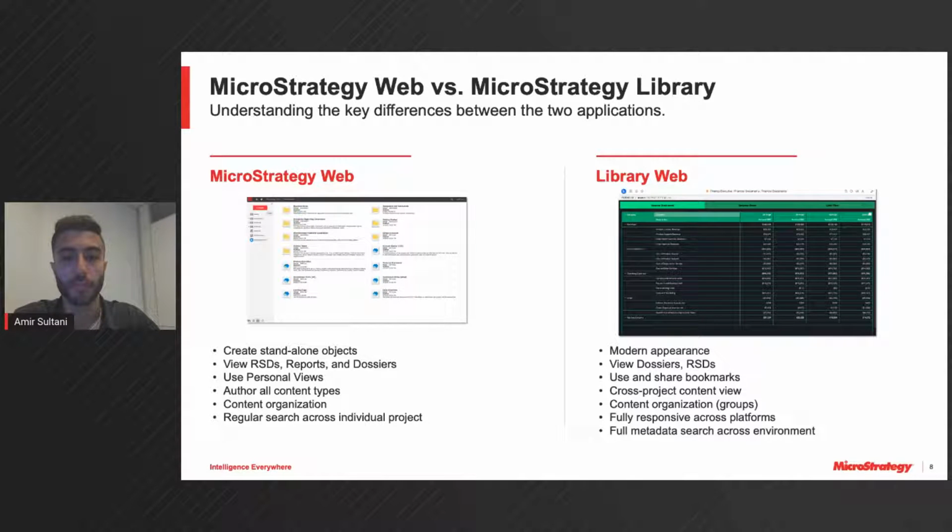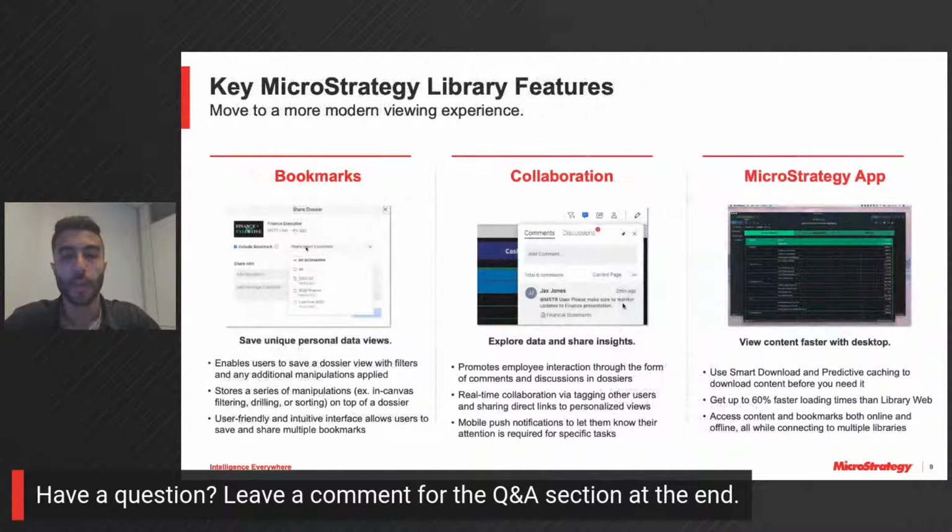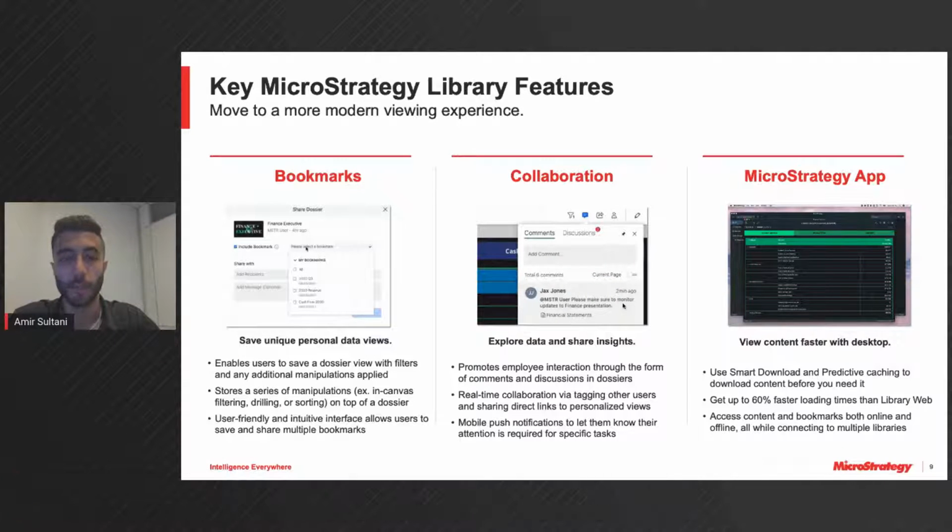Lastly, the authoring of dossiers in Library is on the product roadmap for Q4, which we'll discuss more in depth later in this webinar. Now, what are some of the key features of MicroStrategy Library? The first we'll discuss is bookmarks. Bookmarks allow you to save personal views unique to analysis. In addition to filters, bookmarks store a series of manipulations, such as in-canvas filtering, drilling, or sorting on top of a dossier. You can easily save and view multiple bookmarks.